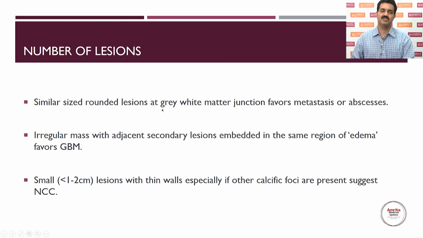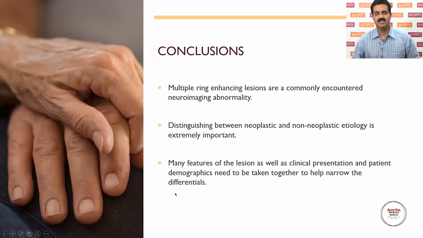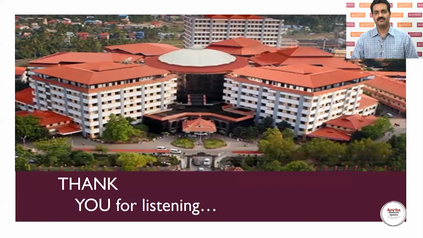Number of lesions, we have mentioned. Similar sized rounded lesions at the gray white junction favor metastasis or abscesses. An irregular mass with an adjacent secondary lesion suggests GBM with edema. Small lesions less than 2 cm with a thin wall, especially if other calcific foci are present, suggest neurocysticercosis. So in conclusion, multiple ring enhancing lesions are a commonly encountered neuroimaging abnormality. Distinguishing between neoplastic and non-neoplastic etiology is extremely important for planning the treatment. Many features of the lesion as well as clinical presentation and patient demographics need to be taken together to help narrow the differentials. Thank you.